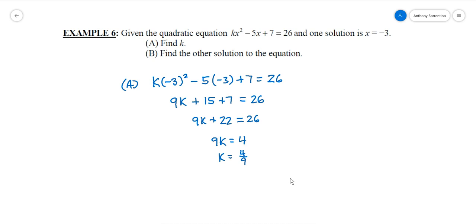So that's part A. Now that means that when I do part B, and I'll go to a different color for that, my equation, my formula now is 4/9 x squared minus 5x plus 7 equaling 26. Now I'm going to have to use some sort of method to solve this equation.